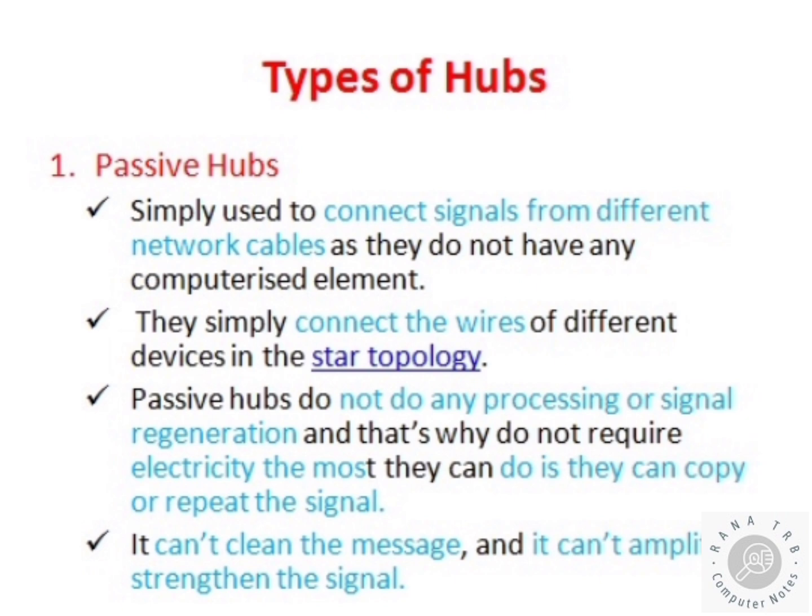It will connect the devices like in a star topology. And the most important thing is, a passive hub does not do any processing or signal regeneration. Because it does no work, it does not need much electricity, and they can repeat the signals. Finally, they cannot clean the message, and they cannot amplify or strengthen the signals.